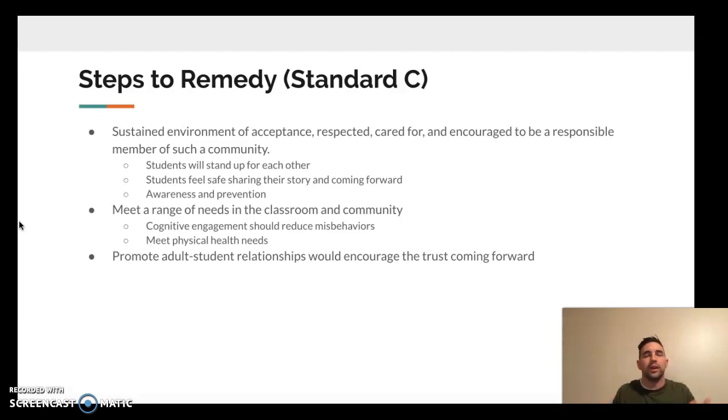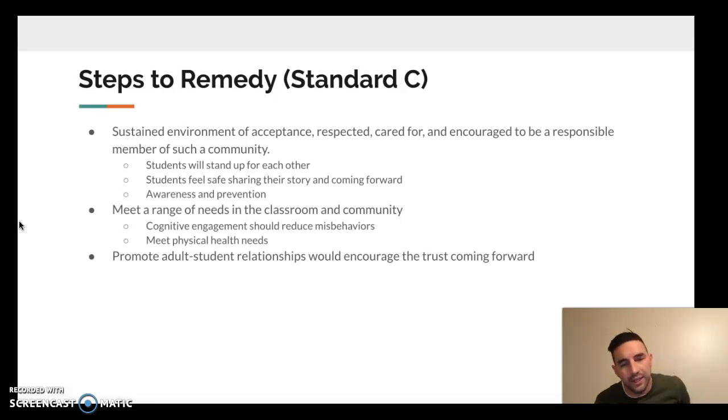And also they themselves would have more awareness and prevention, because they should be self-aware and understand that if I have respect for this person, that changes the way I interact with them. If I'm meeting a range of needs within the classroom and the community, this goes back to the very first point I talked about: when I create that sense of cognitive engagement, that often reduces misbehaviors, which should include those bullying behaviors. And when I'm able to meet those needs in the community, with meeting those physical health needs, that's a huge piece of an overall healthy student, which would reduce, again, misbehaviors and bullying behaviors.